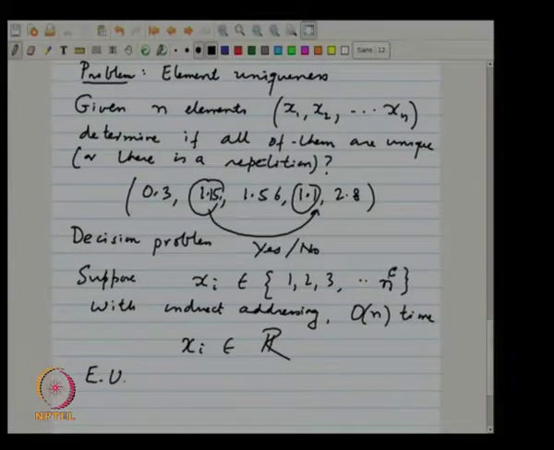Right? So element uniqueness, let's call it EU, is reducible to sorting. That's what we are saying. Which means that the lower bound of element uniqueness should also apply to sorting, right? Okay.